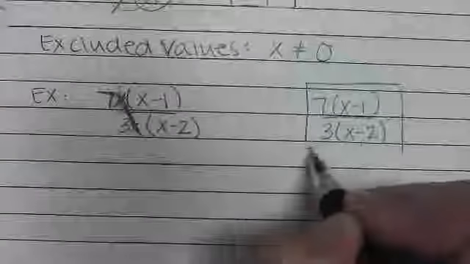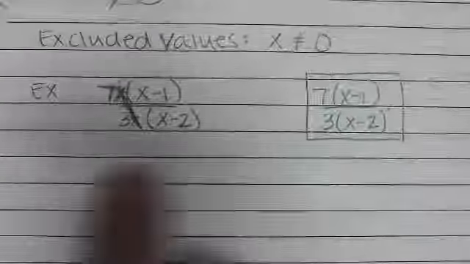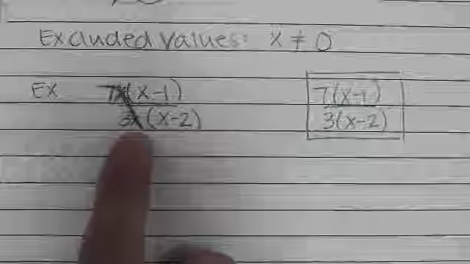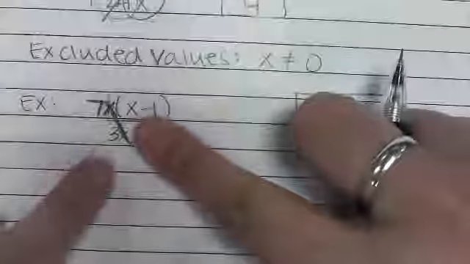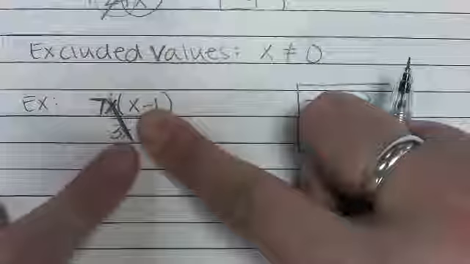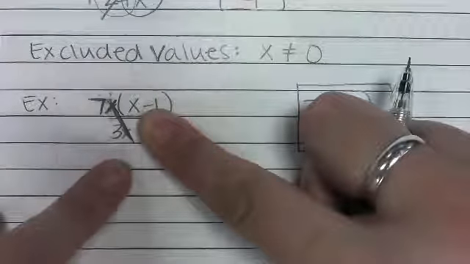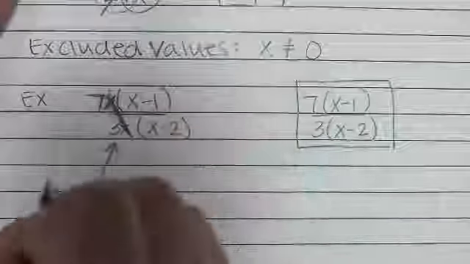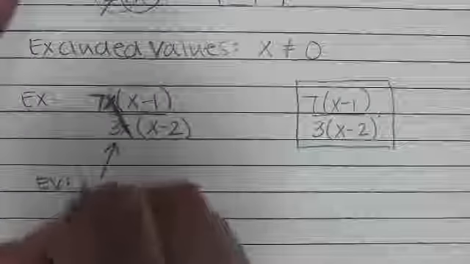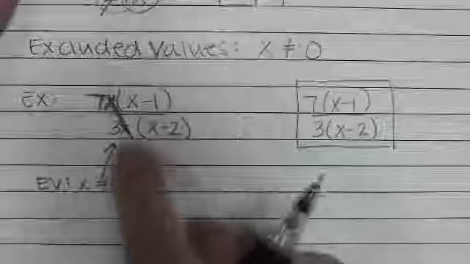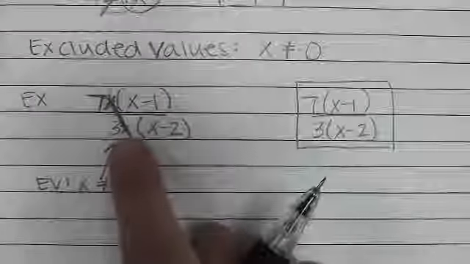Now we want to figure out what our excluded values are. So right here, this part that is 3x, if I just look at the 3x, that is called a monomial. That's by itself. And so what was the excluded value we just talked about that you're going to see every time it looks like this? 0. So here we're going to say our excluded value is x cannot equal 0, and that's specifically because of this one right here.